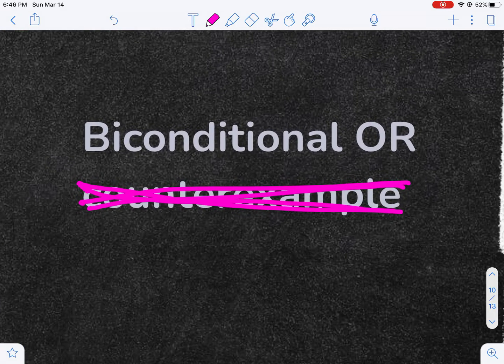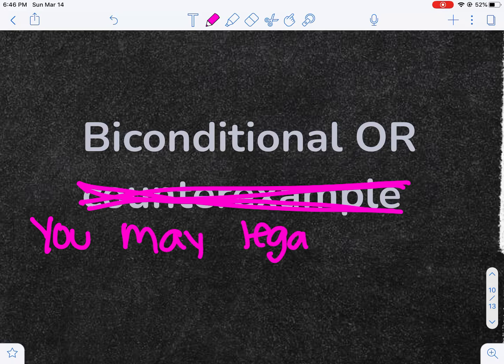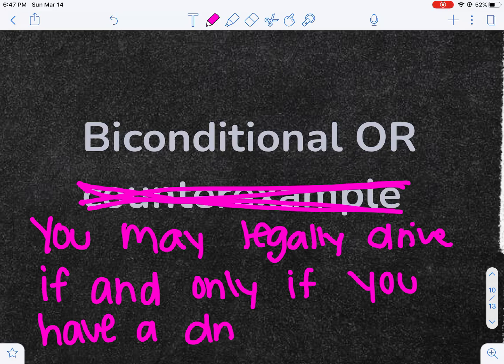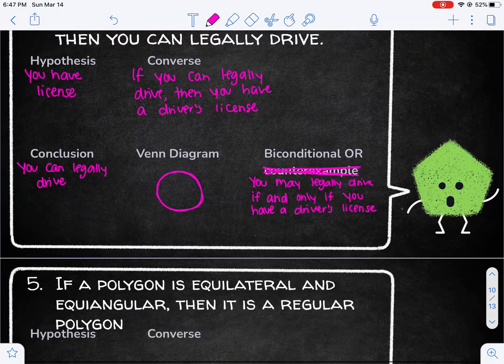So I'm going to write it as a biconditional. And I'll say, you may legally drive if and only if you have a driver's license. I could have done the other order as well. I could have said, you have a driver's license if and only if you may legally drive. Either way works.